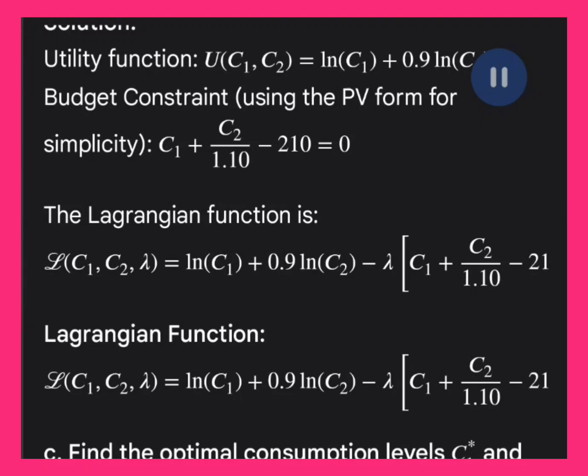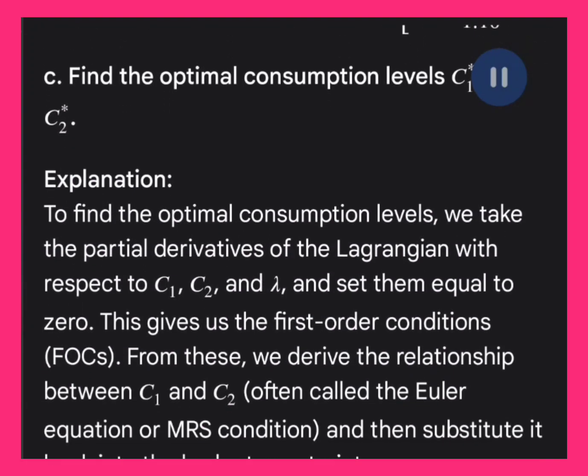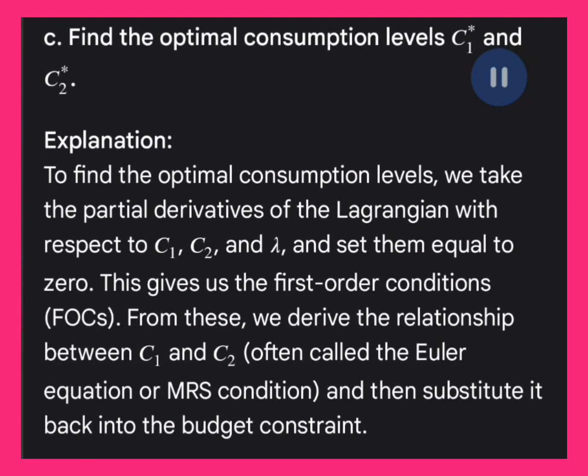C. Find the optimal consumption levels, C_1 star and C_2 star. Explanation. To find the optimal consumption levels, we take the partial derivatives of the Lagrangian with respect to C_1, C_2 and lambda and set them equal to 0.